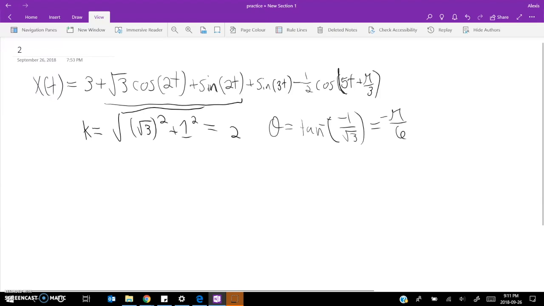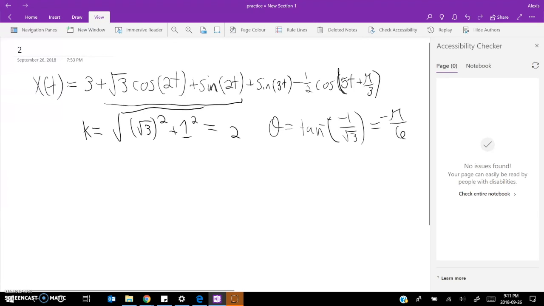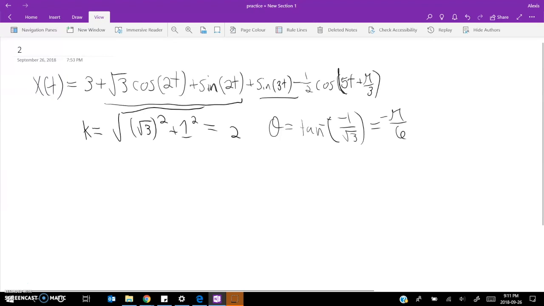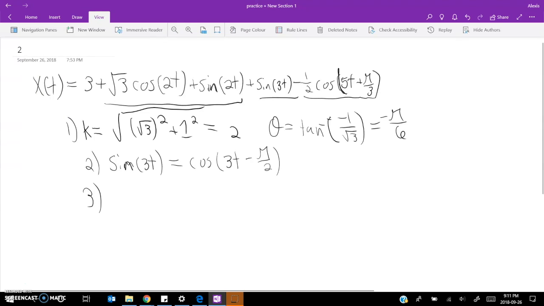So the next thing we could do is convert this sine 3t right here into a cosine. This is going to be our first step, this is going to be our second step. Sine 3t could be rewritten as cos of 3t, so we have the same frequency, but we have a shift of pi over 2. And our third step is making sure to simplify the last term right here. We want to get rid of the negative in front.